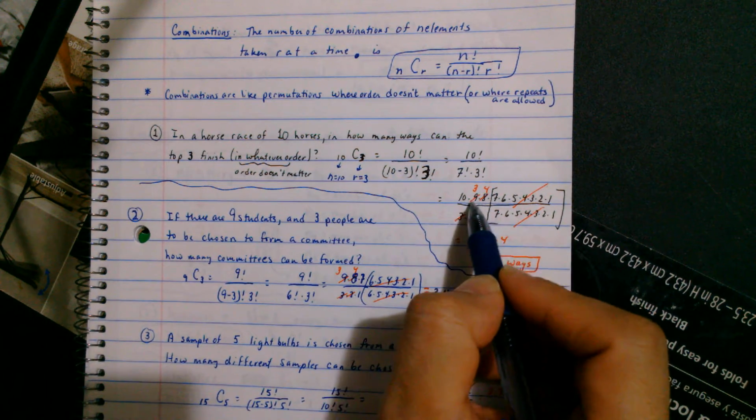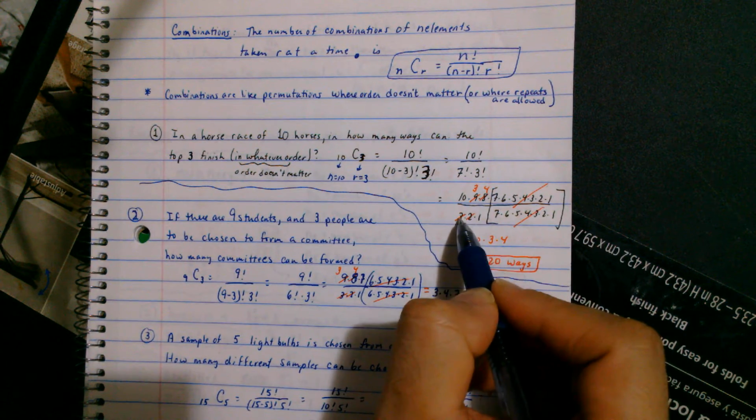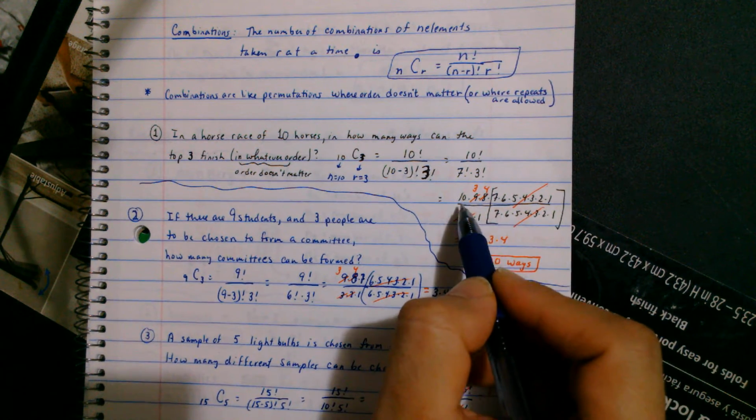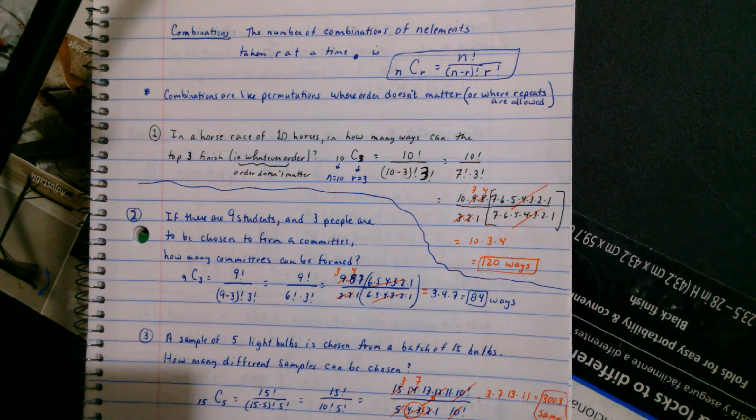So I have 10 times 9 times 8 on top, and 3 times 2 times 1 on the bottom. So 3 goes into 9 3 times. 2 goes into 8 4 times. So all I have left is 10 times 3 times 4, or 120 ways.